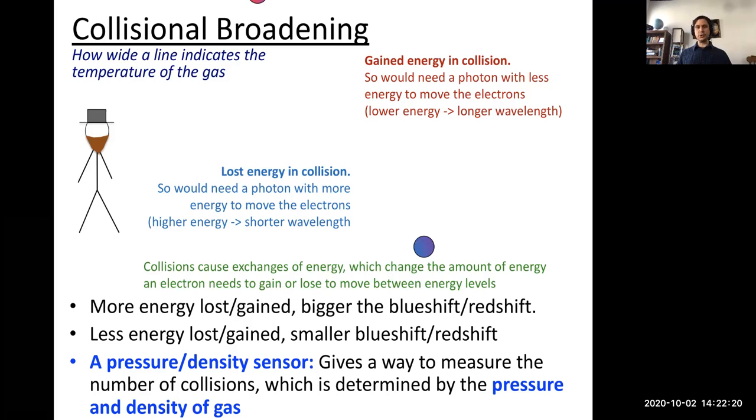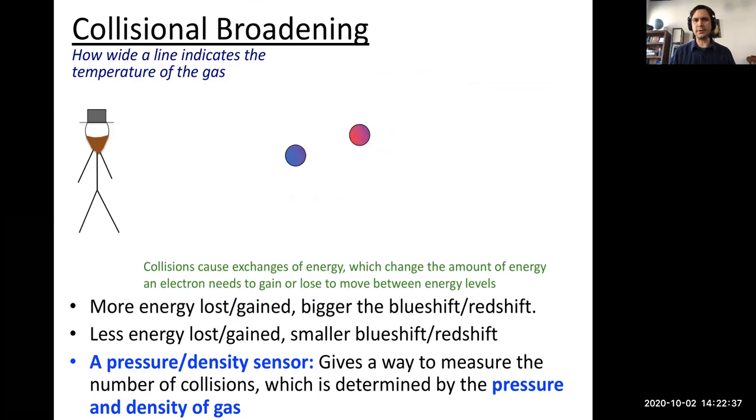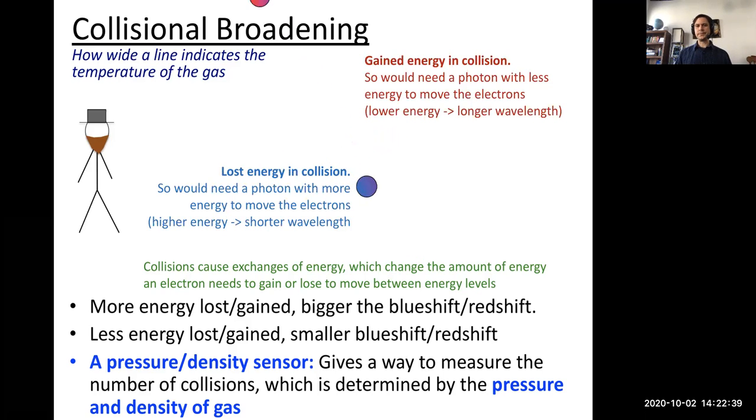And what does this actually do for us? Well, what controls how often things collide and how energetic the collisions are? The pressure of the gas and the density of the gas. Both of those will affect the collisions. These atoms running into one another, exchanging energies. So by carefully looking at the width of the line and doing some really, really careful analysis, we can back out the pressure and the density of the gas as well. So now we have a temperature indicator and a pressure and a density indicator.